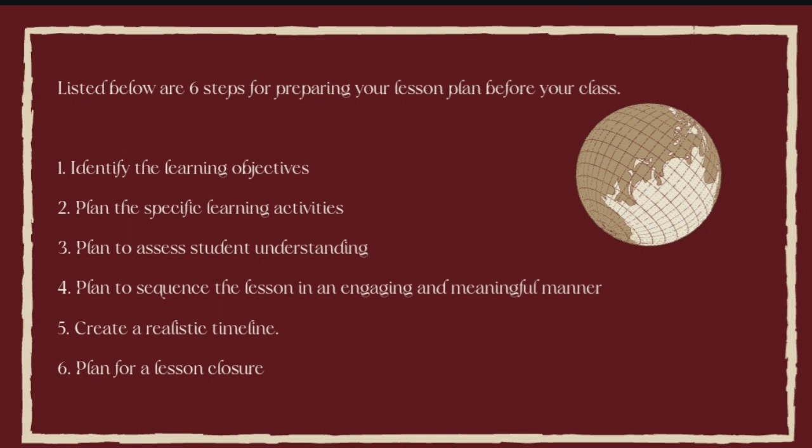Fifth is create a realistic timeline. A list of 10 learning objectives is not realistic. So narrow down your list to the 2 or 3 key concepts, ideas, or skills you want the students to learn in the lesson. Your list of prioritized learning objectives will help you to make decisions on the spot and adjust your lesson plan as needed. Here are some strategies for creating a realistic timeline. Estimate how much time each of the activities will take, then plan some extra time for each.